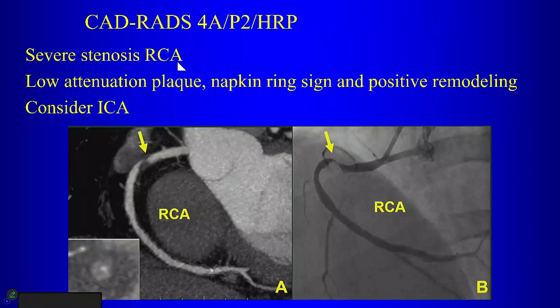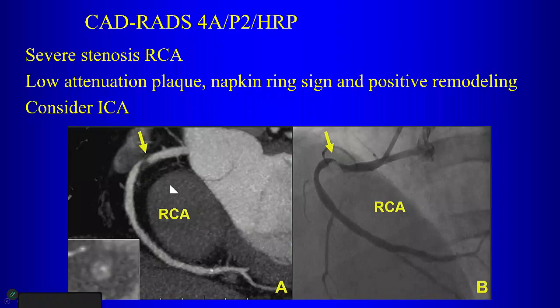So this is an example of severe stenosis here in the right coronary artery. And this patient also demonstrates positive remodeling, as the coronary artery is a little bit dilated there where the stenosis is. And there's also a napkin ring sign. There's a cross-sectional view through the region of stenosis. You can see the low attenuation core surrounded by regions of higher attenuation.